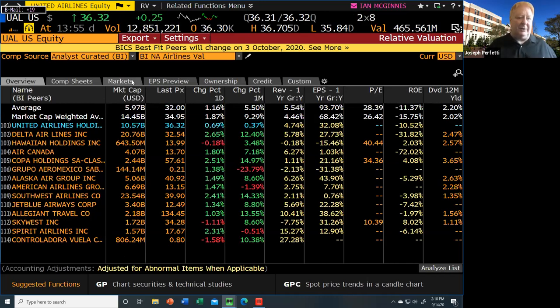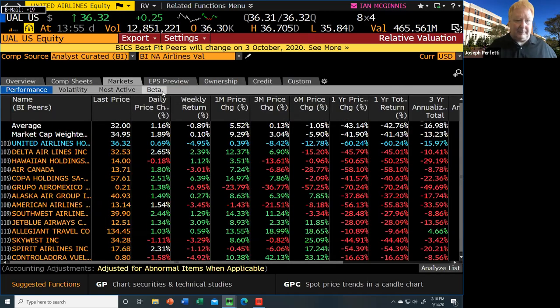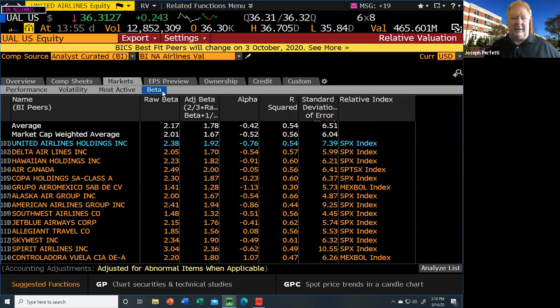And then you would go to beta. And here, Bloomberg is calculating an industry beta, market cap weighted average, as well as betas for all of the companies, both raw and adjusted. Okay, so again, summarizing across the teams.